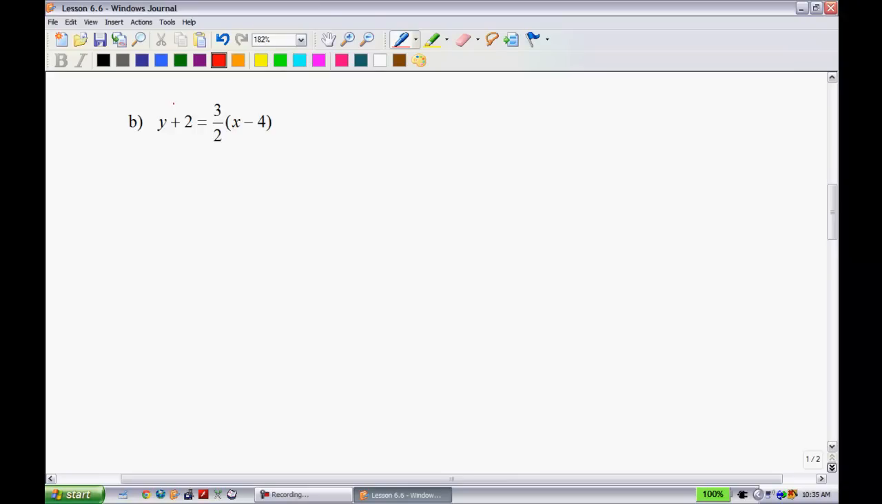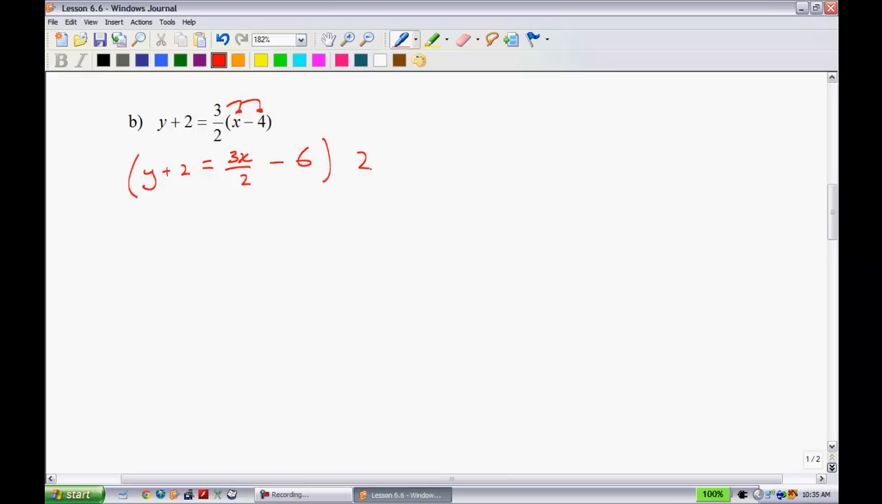Okay. But before I do that, I'm going to go and multiply this 3 over 2 into the x and into the negative 4 using the distributive property. Doing this, I get 3x over 2 minus 12 over 2. Okay? And of course, 12 over 2 is just equal to 6. So if you want, you could just write this as minus 6. So right here, we do have that pesky fraction we want to get rid of.